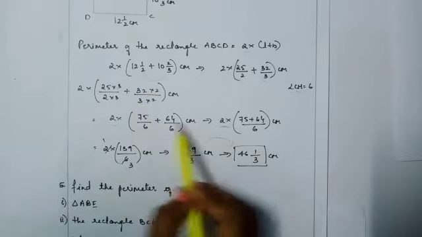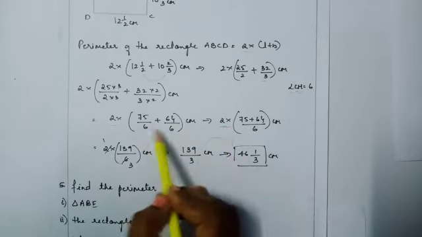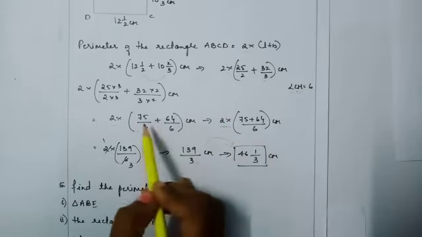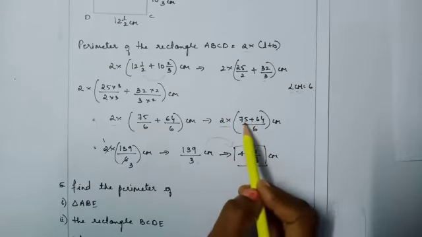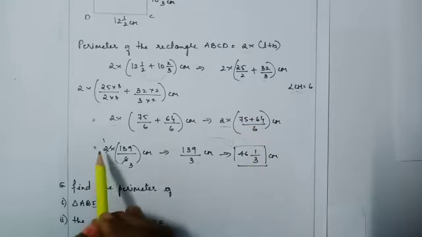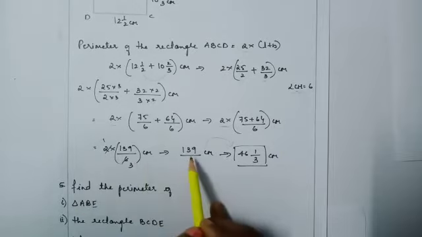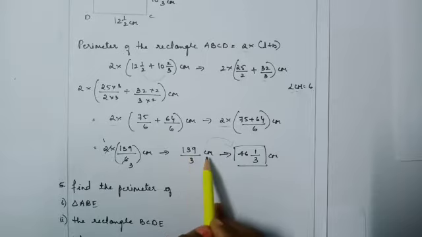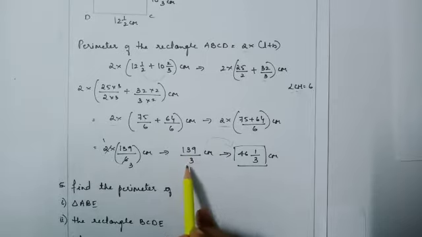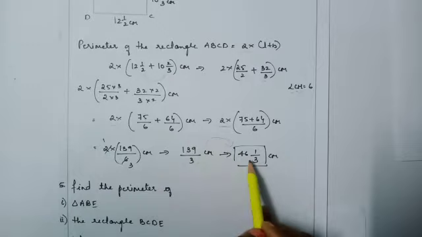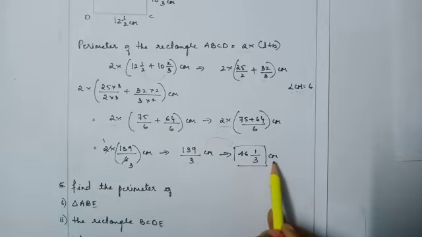In the next step, 2 into, keep the common denominator 6. Then you add the numerators, 75 plus 64. That is 2 into 139 divided by 6. We can cancel this 2 and 6: 2 1s are 2, 3s are. The next step we have 139 by 3 centimeters. So it is an improper fraction, so let us convert that to the mixed fraction form. That is 46 1 by 3 centimeters.